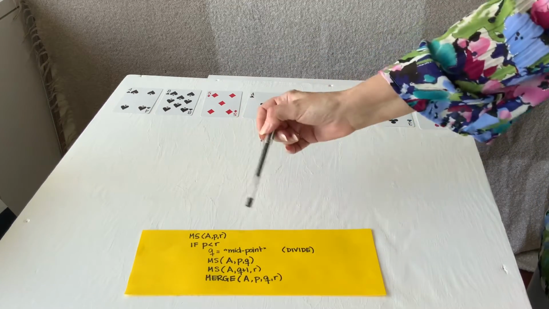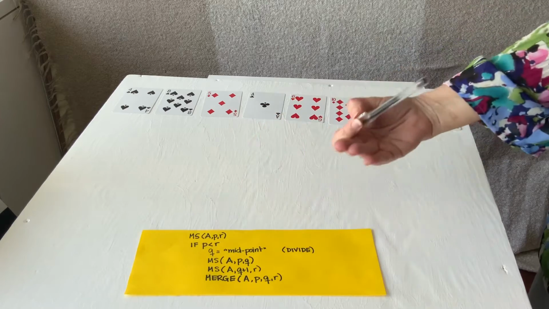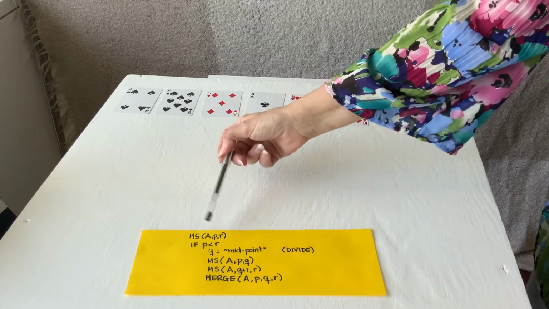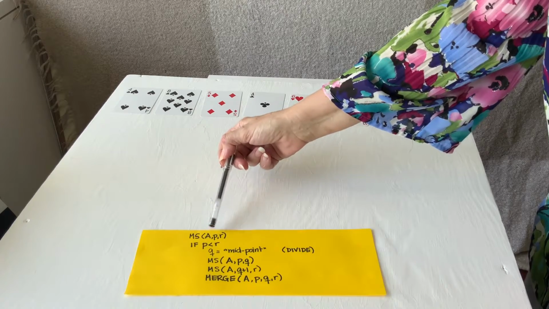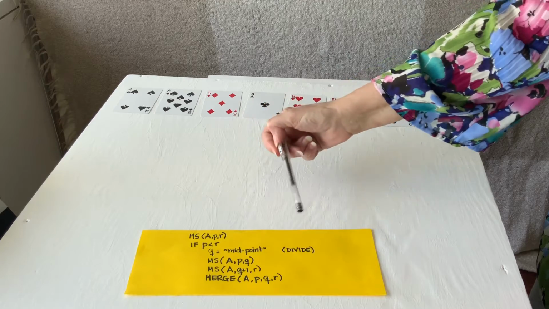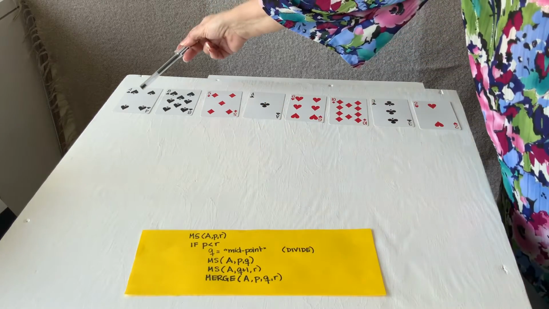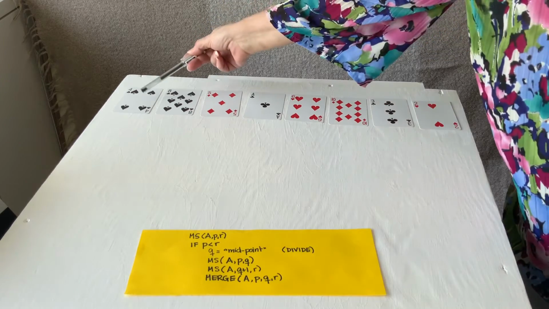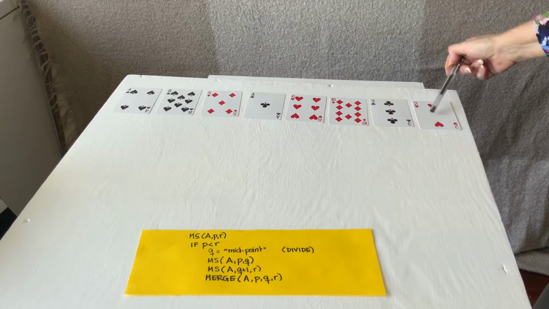So we call it recursive because it calls itself. The algorithm merge sort has arguments. A is an array, P is the left index of the array, and R is the right index. So for example, here it would be 1, 2, 3, 4, 5, 6, 7, 8. So P would be 1 and R would be 8.